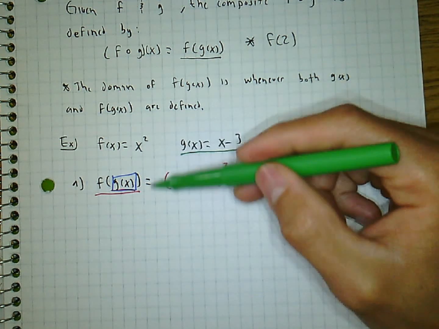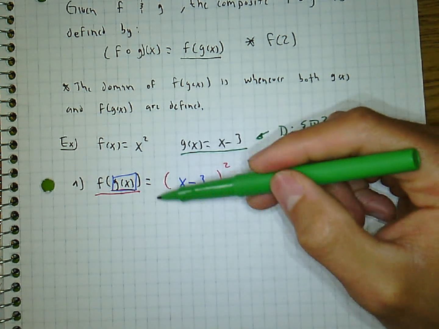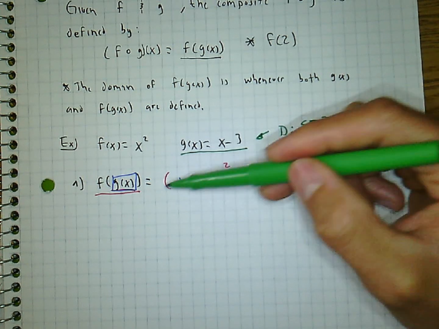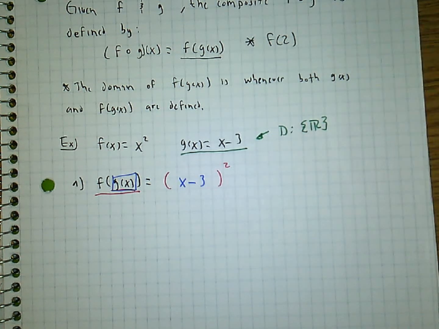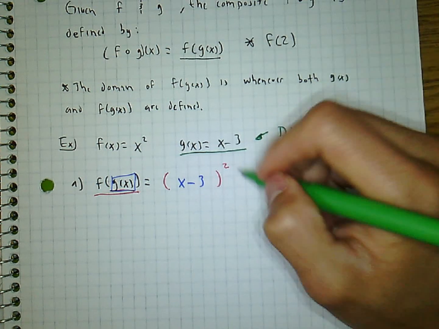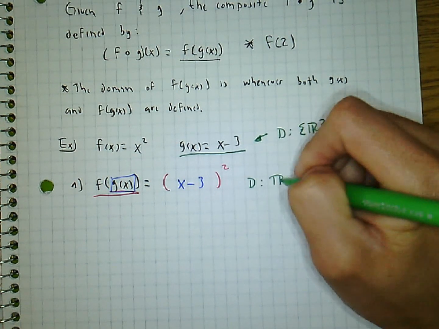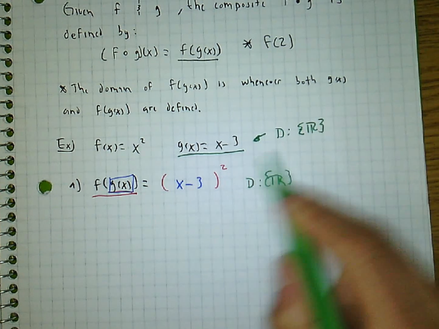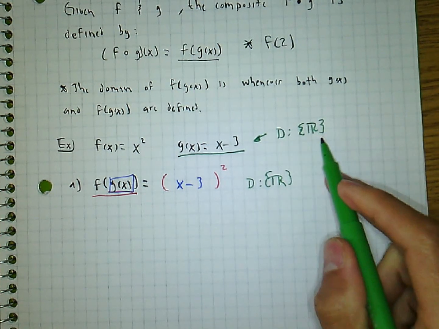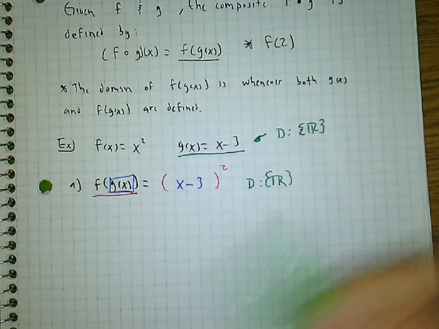But now let's take a look at this. Taking a look at this function separately, this is just a polynomial, and you should know that a polynomial also has a domain of all real numbers. Therefore, the domain for the composite function will end up being all real numbers, because g of x did not restrict us whatsoever, and because the resulting function was a polynomial. Okay?